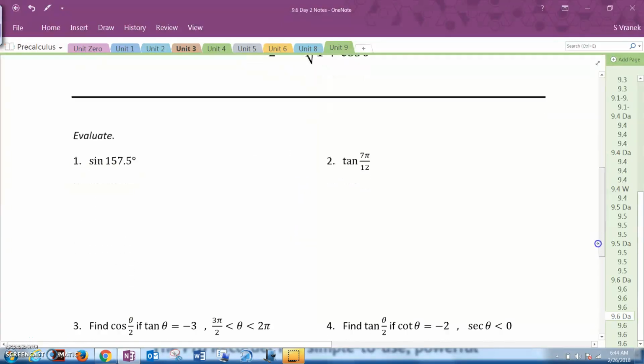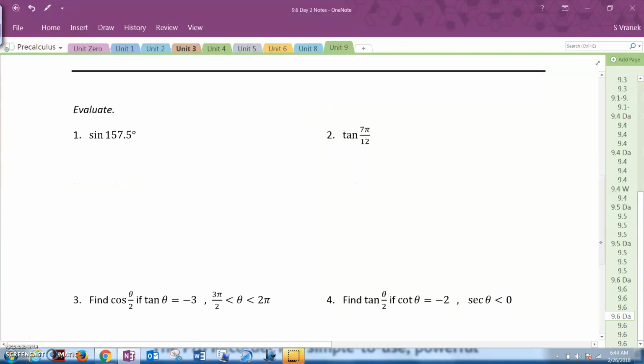Alright, so for example, this says the sine of 157.5. So you have to think, what quadrant is this in? This is in Q2, where sine is positive. So I know my answer is going to be positive at the end. That's fine. Now we have to figure out what theta is. We know theta over 2 is equal to 157.5. So what angle was divided by 2? Well, if you double this, you get that theta is actually 315. So that's what we're going to use for our formula.